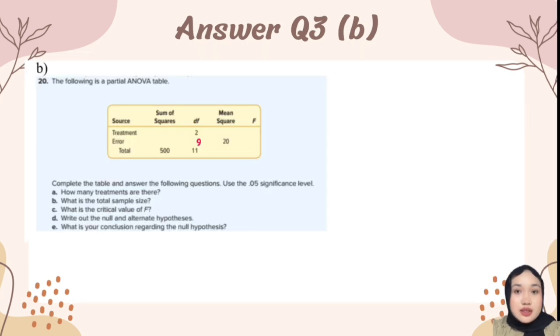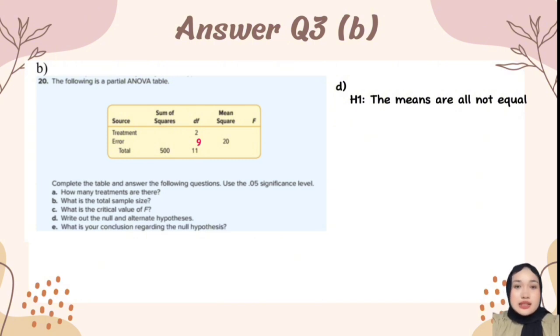Okay, next question is write out the null and alternate hypothesis. So this is how we write down our H null and H1 for F distribution. In every question, H1 will be the means are all not equal, and our H null is referring to the groups we test. We know that our K is 3, which indicates the total groups we test. The H null will be mu1 equal to mu2 equal to mu3.